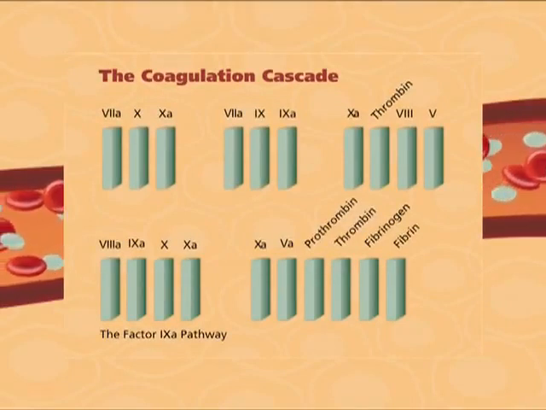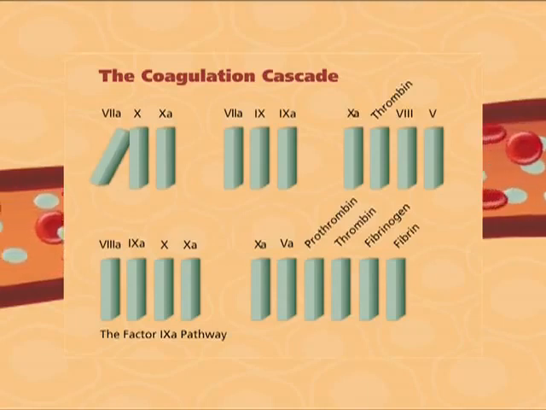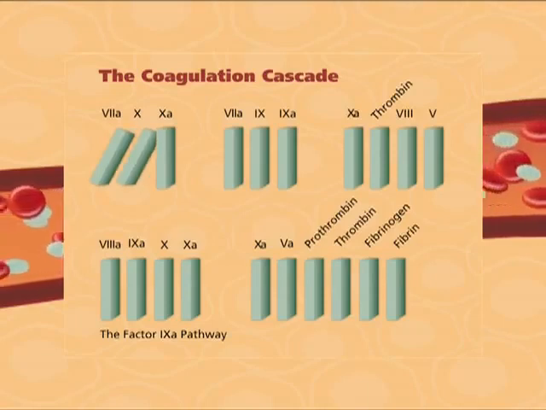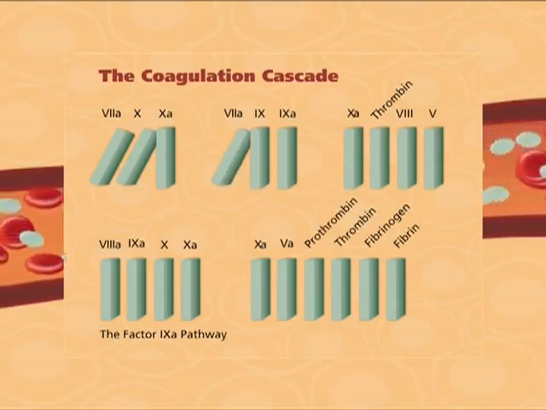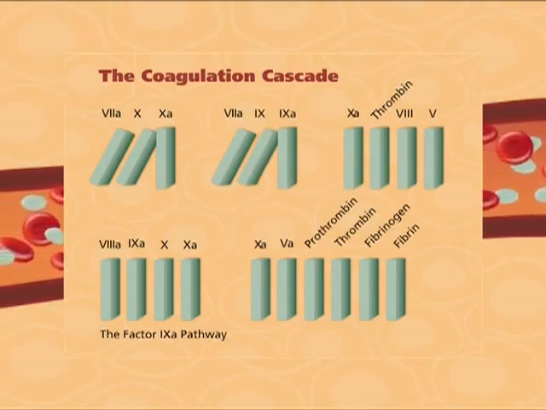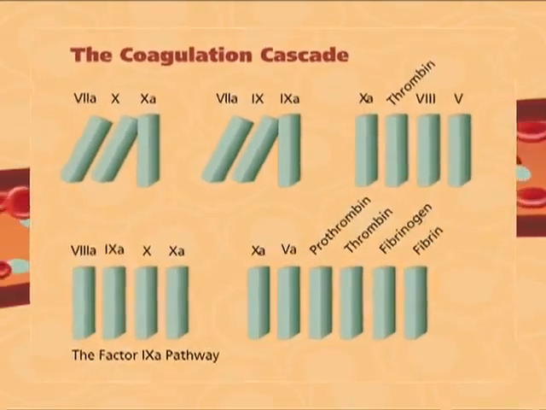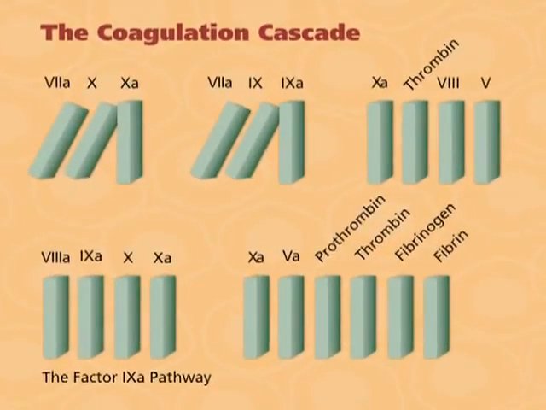The complex of tissue factor and factor 7A converts factor 10 to its active form, factor 10A. Tissue factor 7A also converts factor 9 to its activated form, factor 9A. However, further generation of factor 10A is inhibited by the tissue factor pathway inhibitor. At this point, the amount of factor 10A produced is insufficient to sustain coagulation.